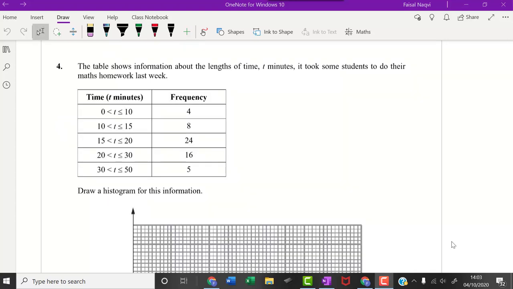Here's a question for you to have a go at. Press pause and we'll run through the answers and the graph in just a minute.